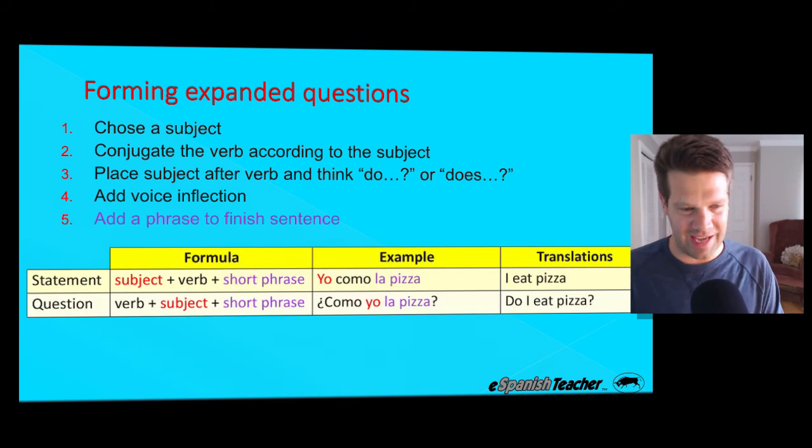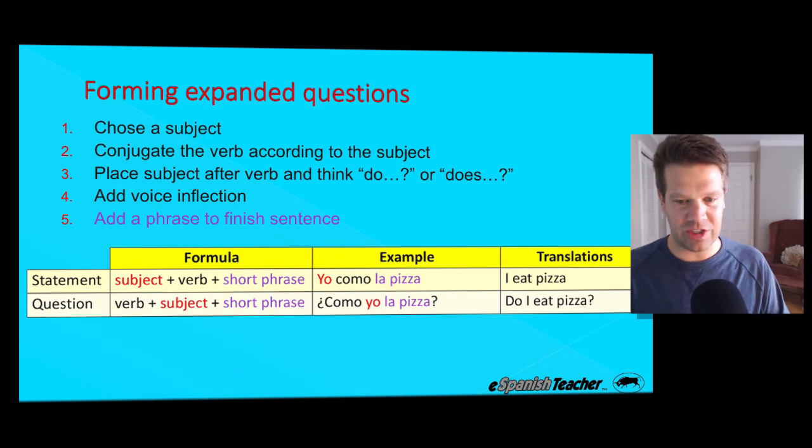So here is an example of a statement in Spanish. Subject, verb, plus the short phrase. And you may refer to this short phrase as the object. So subject, verb, object. Yo como la pizza. All right? Subject, verb, object. Yo como la pizza. I eat pizza. But if we wanted to make this a question, then we would switch the placement of the subject and verb. We would add some voice inflection. We would write down the question marks, and it would become ¿como yo la pizza? ¿Como yo la pizza? Do I eat pizza?